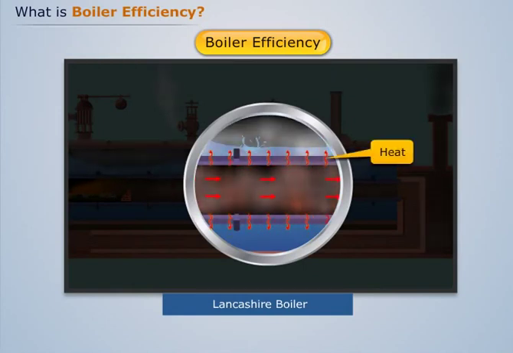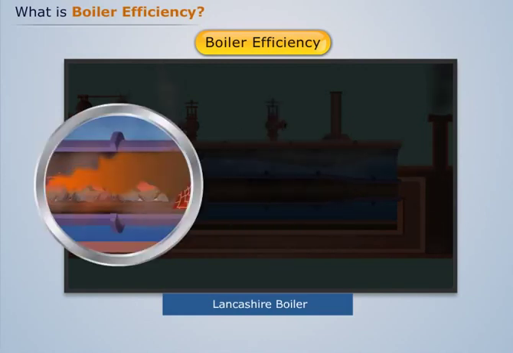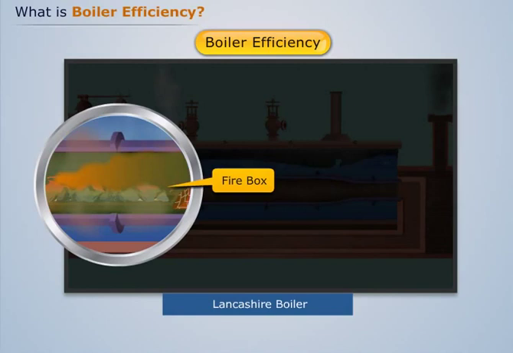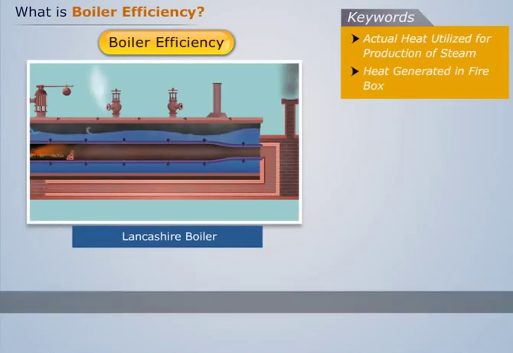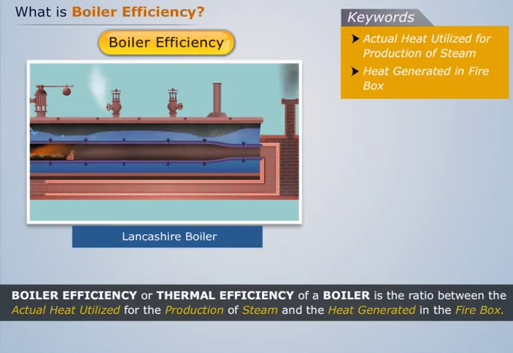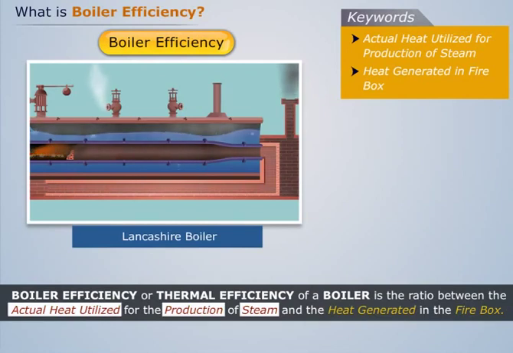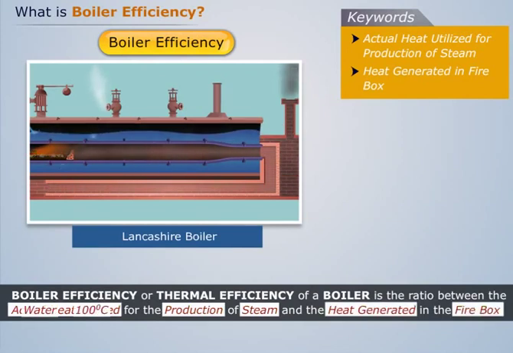Generates heat which is carried away by the flue gases. The ratio between the actual heat utilized for the production of steam and the heat generated in the firebox is known as the boiler efficiency or thermal efficiency of a boiler. Thus, we can say that boiler efficiency or thermal efficiency of a boiler is the ratio between the actual heat utilized for the production of steam and the heat generated in the firebox.